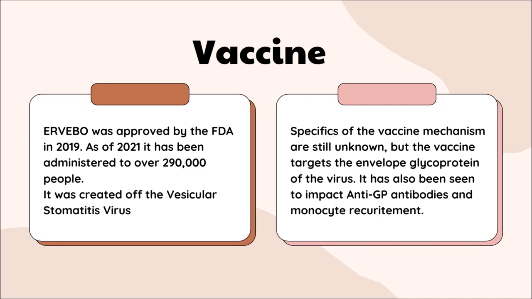The specifics of the vaccine mechanism are still highly unknown, but the vaccine does target the envelope glycoprotein of the virus, and it has also been seen to impact anti-GP antibodies and monocyte recruitment. The anti-GP antibodies aid in the liver and spleen, which are some of the primary attack points of the virus, and then monocytes become macrophages and dendritic cells, which are the cells that are initially impacted by the virus.